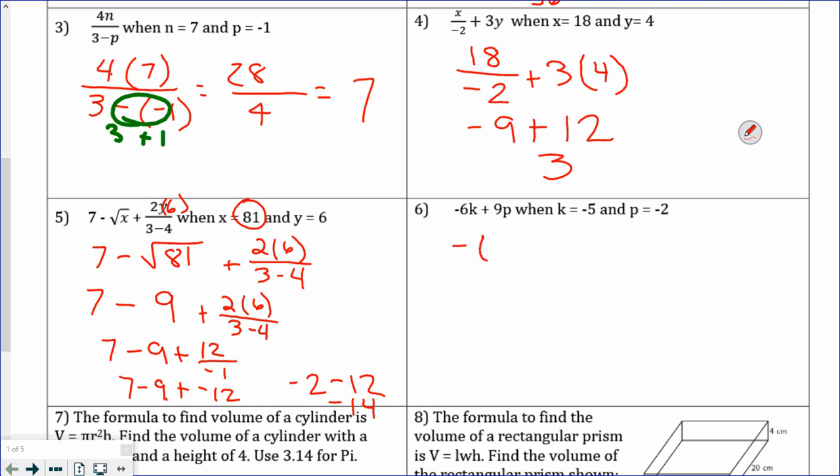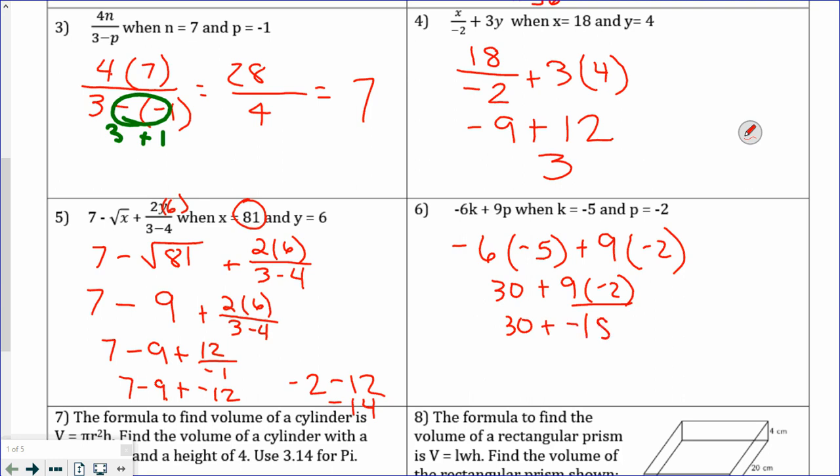So we have negative 6 times k, which is negative 5, making sure I plug in that negative, plus 9 times negative 2. Negative 6 times negative 5 is a positive 30, plus 9 times negative 2. So again, we're not going to add yet, we got to multiply. So bring down my 30, plus 9 times negative 2 is negative 18.